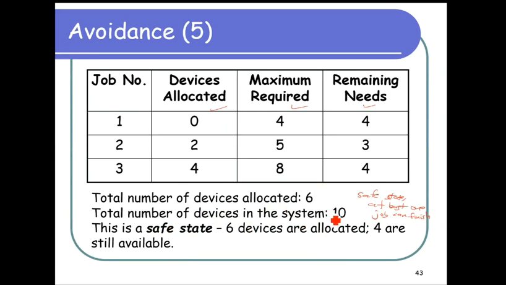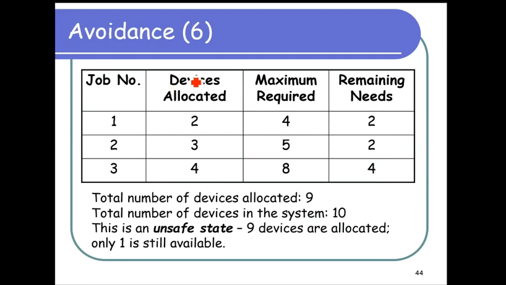So the 4 can be requested by job number 1, job number 2, or job number 3, provided they don't request it at the same time. This is the same as case 2 of the banker's algorithm. So only one device cannot satisfy job number 1, job number 2, or job number 4, because only one device is left.